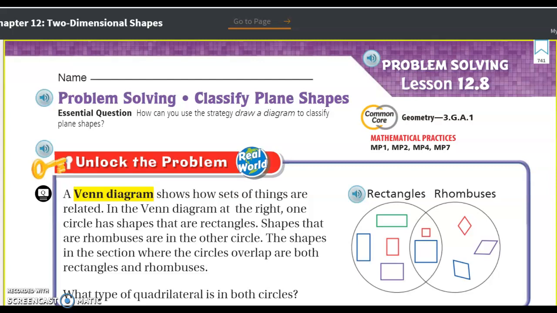All right, welcome back, third grade. We are in our math books now on page 741, lesson 12.8.